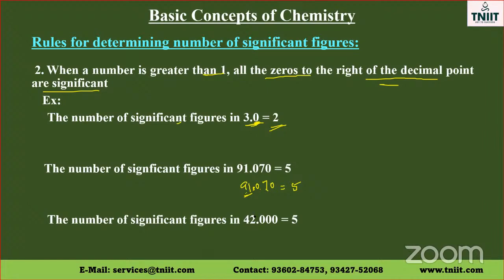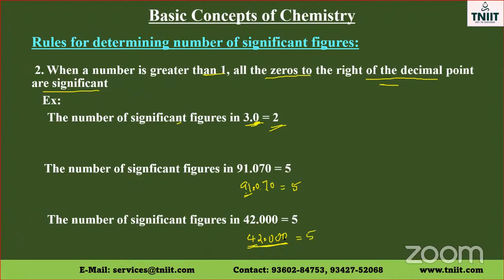The next one, the number of significant figures in 42.000. 42 is larger than 1. And as per the rule, zeros are on the right side of the decimal. Therefore, these all are significant. So totally, the number of significant figures is 5. 1, 2, 3, 4, 5.